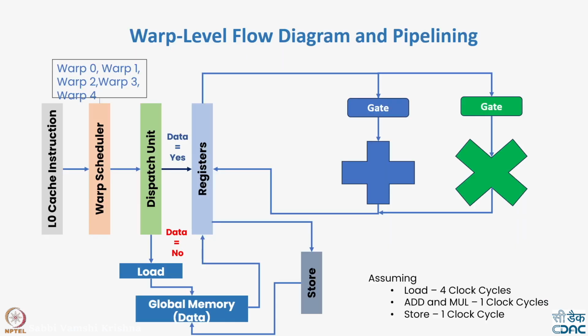Now, let us discuss the warp level flow diagram and pipelining. Again, for simplicity, I have made some assumptions here, and this part, if you see, is a portion of each process block.